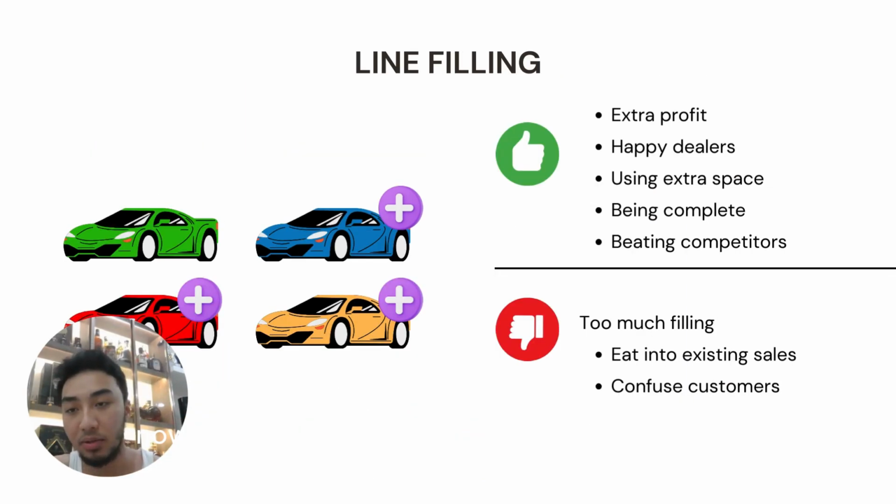Now, expanding the family has two options, line filling and line stretching. Line filling is adding more siblings. Why? Extra profits, happy dealers, using extra space, being complete, and beating competitors. But too much filling can lead to cannibalizing existing sales and confuse customers.